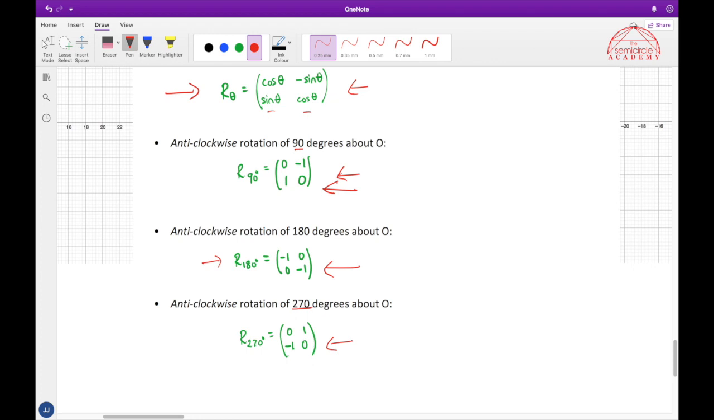Now all of these matrices were just basically derived from this one. So they put the 90 degrees where theta is and they got this. They put the 180 where theta is and they got this. You put your 270 where theta is and you get this.